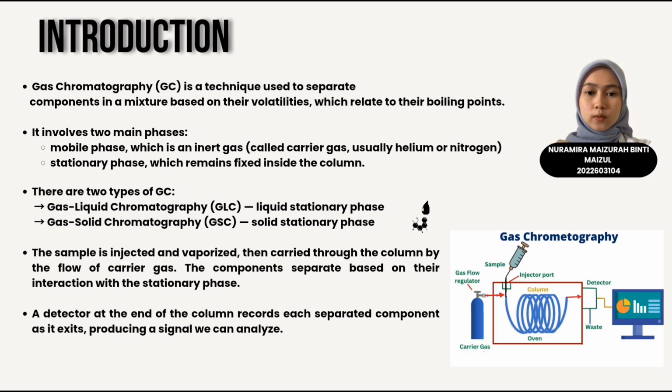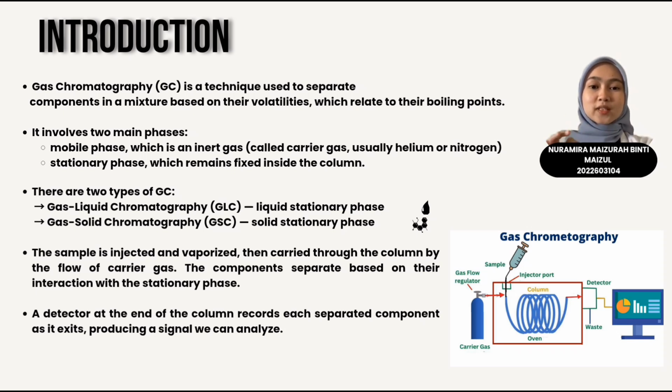The first one is the mobile phase, which is actually an inert gas that flows through the system. This is called the carrier gas and is usually helium or nitrogen. The second phase is the stationary phase, which stays fixed inside a long column. Depending on the type of the GC, the stationary phase can be either liquid or solid.